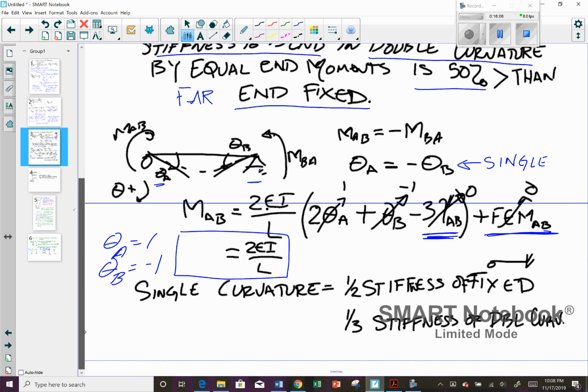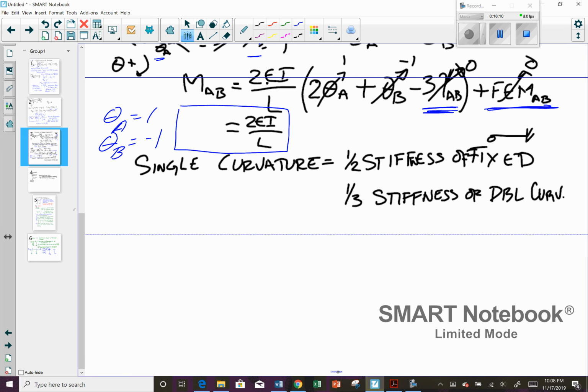Okay, so therefore, let's move this down a little bit so you can read it. In single curvature, with thetas both equal to 1, it's half the stiffness of the far end fixed, and it's 1/3 of the stiffness of double curvature. Okay?